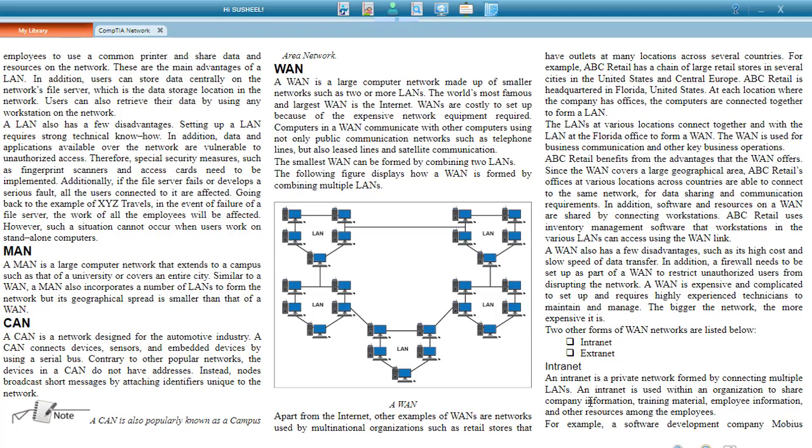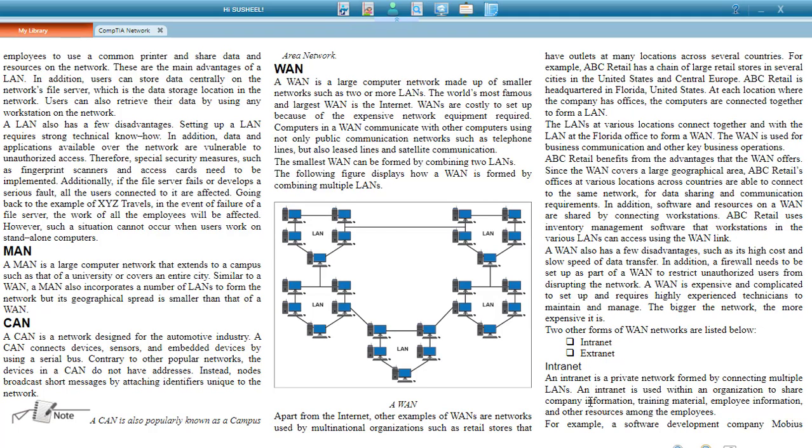WAN. A WAN is a large computer network made up of smaller networks such as 2 or more LANs. The world's most famous and largest WAN is the Internet. WANs are costly to set up because of the expensive network equipment required. Computers in a WAN communicate with other computers using not only public communication networks such as telephone lines, but also leased lines and satellite communication.